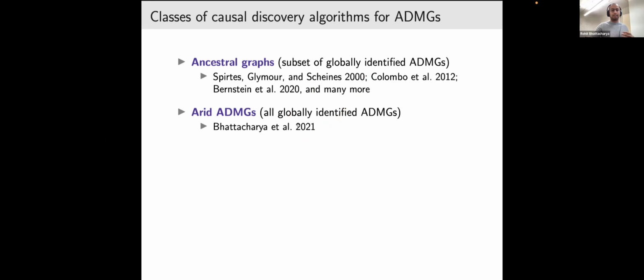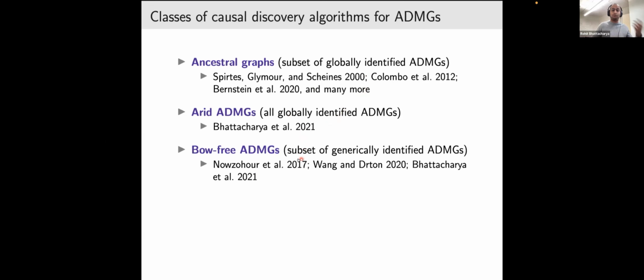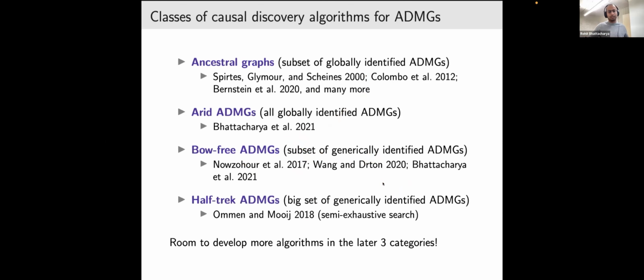The one that is actually more well studied is Bow-free ADMGs, which turns out to be all the globally identified ADMGs plus a few more generically identified ADMGs, right? So it's a subset of all generically identified ADMGs, and here are some references for folks that have been looking into that. And then I'm curious, how do we get to doing causal discovery for, I guess, what I'll call half-trek identified or half-trek ADMGs, which is a bigger subset of generically identified ADMGs than just Bow-free ADMGs.